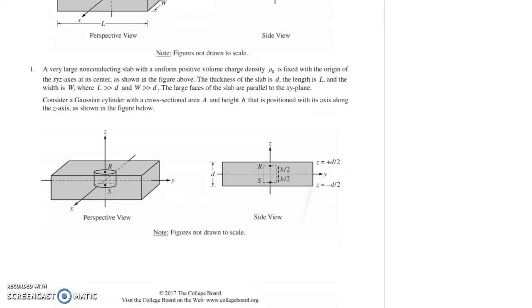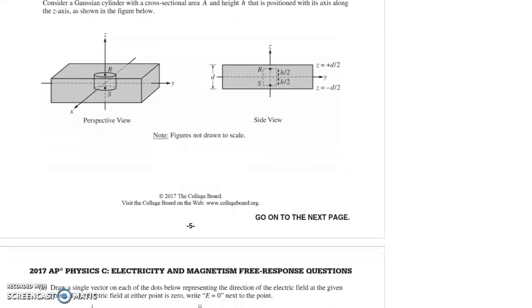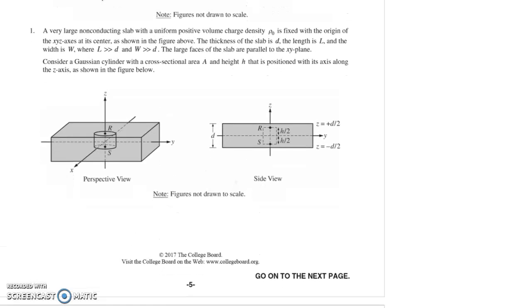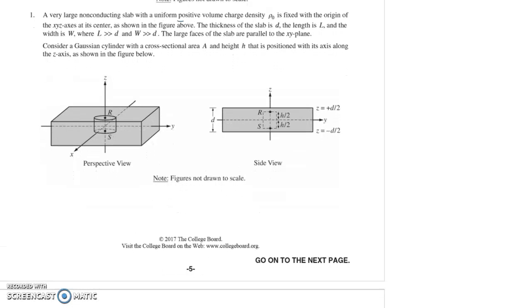So let's go down to the first question, where we're just supposed to be drawing a vector that represents the direction of the electric field at R and S. And so here the idea is that it says it's a positive volume charge density. And so that means within this Gaussian surface, it's all positive charge in there.